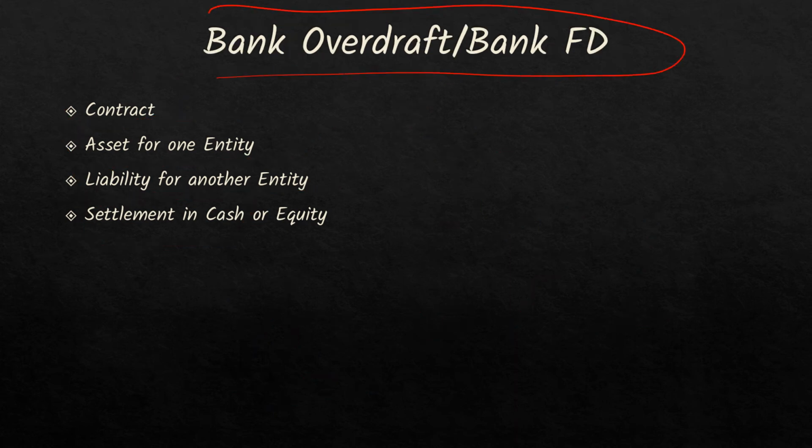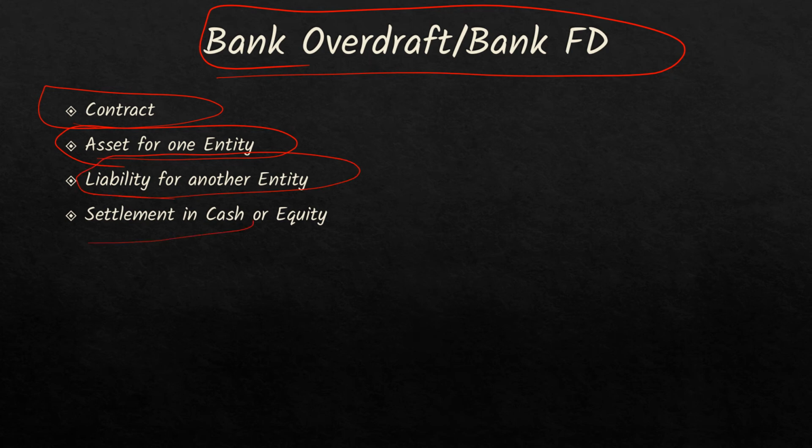Bank overdraft. The bank pays money on behalf of you. You have a contract with the bank for a certain amount of money. They will pay if your balance falls short. The bank must be showing the bank overdraft as an asset. You must be showing it in your books as a liability, and finally it is getting settled in cash.